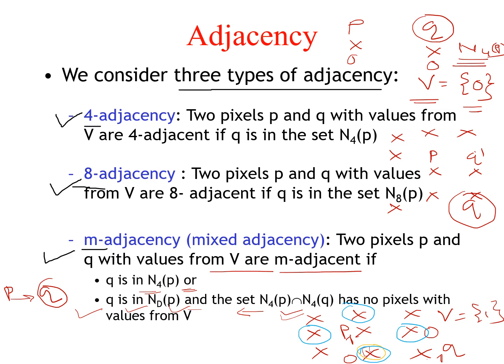And what is N4(Q) now? N4(Q) is 1, 2, somewhere down, and this fourth one. So nothing should be common. Even if these two pixels are common, it is not satisfying the set of V. So this condition becomes true, right? So then we cannot connect this way, or this way. We have to connect this way. This is called M adjacency. Understood? If you have any doubt, we can solve it during the question answer session.